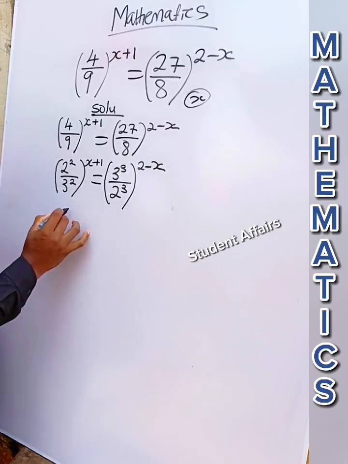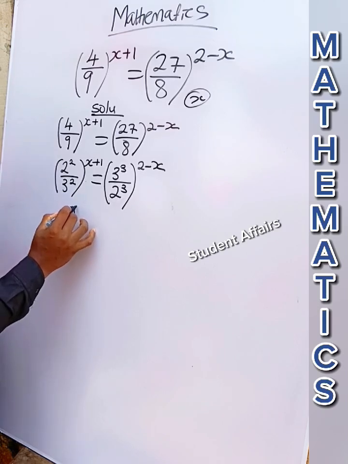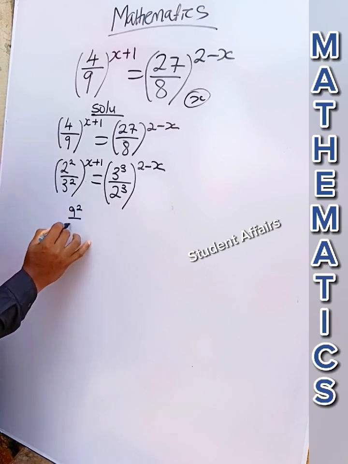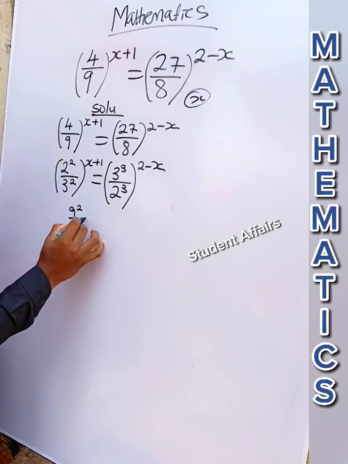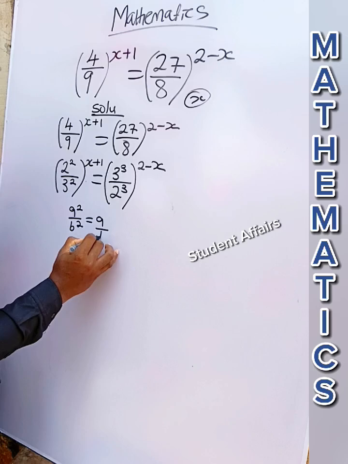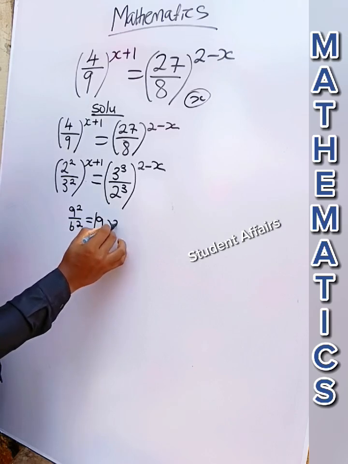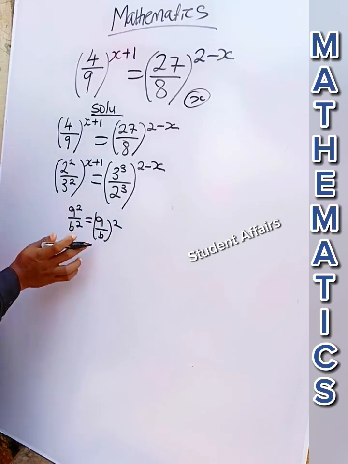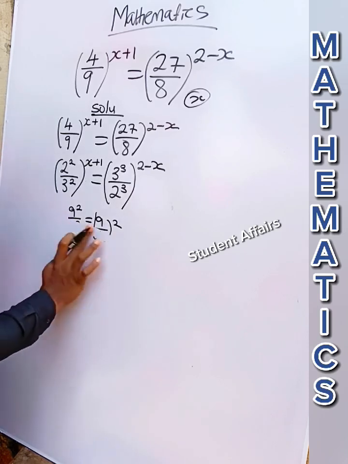There is a law that if you have a raised to power 2 over b raised to power 2, this is equal to (a over b) all raised to power 2. So we are going to apply this here. Let's clean up this.